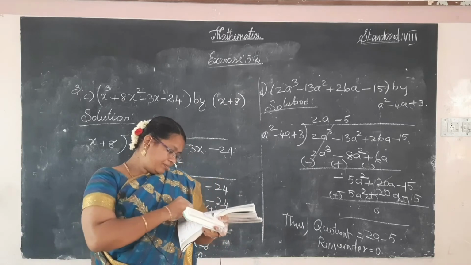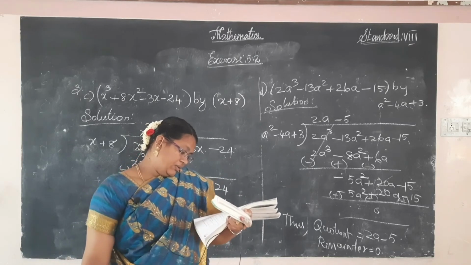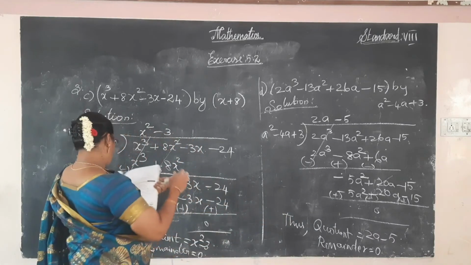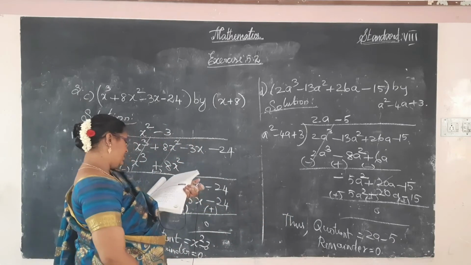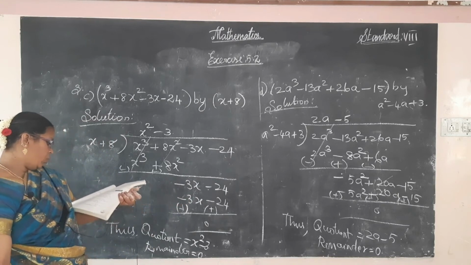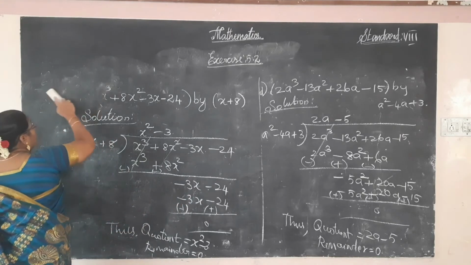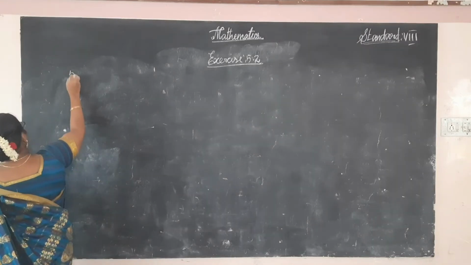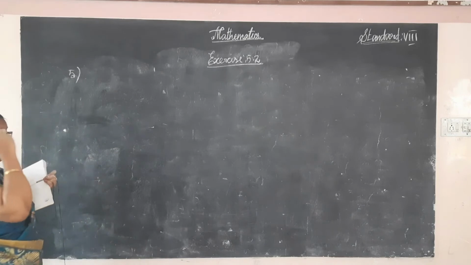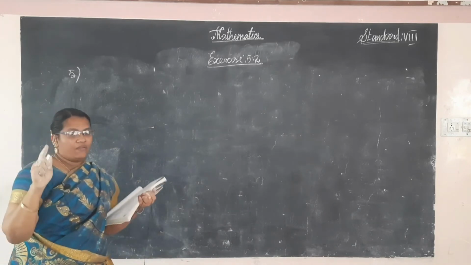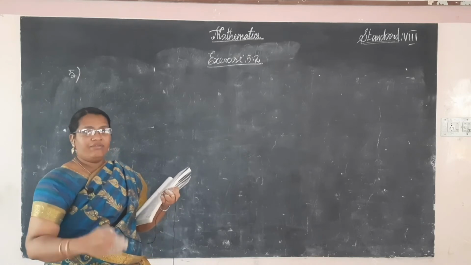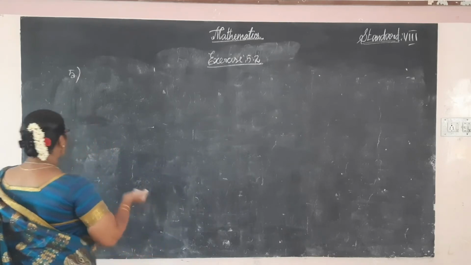And then the fifth one, divide and verify the result. I will do the B problem. Fifth, divide and verify the result. Already explained in the previous class, one of the examples, divide and verify the result. The same method we have followed here.